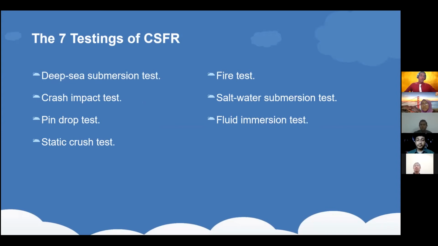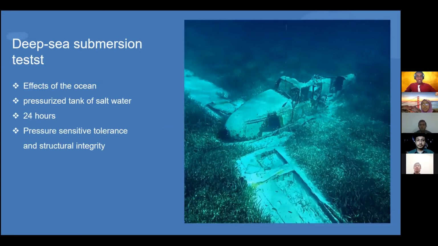Okay, so I'm going to go to the first one, which is the deep sea submersion test. In the deep sea submersion test, the black box is placed in a container which mimics the ocean environment. In this tank, it is pressurized and the black box is only kept for a 24 hour span. This is to measure the pressure sensitivity tolerance and the structural integrity of the black box.